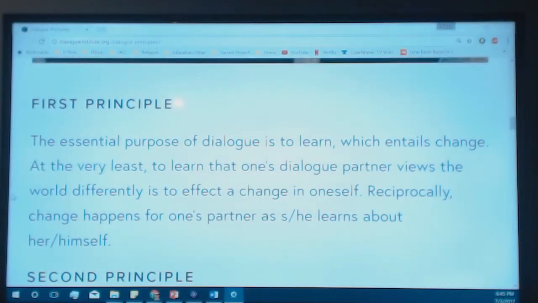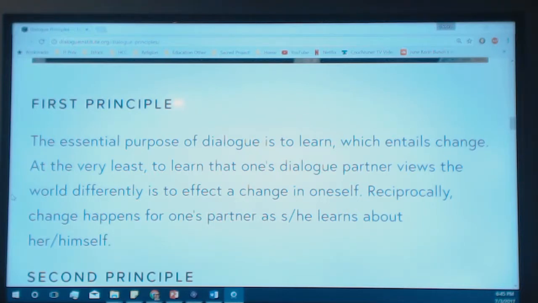So the first principle: the essential purpose of dialogue is to learn, which entails change. At the very least, to learn that one's dialogue partner views the world differently is to effect a change in oneself. Reciprocally, change happens for one's partner as she or he learns about her and himself.